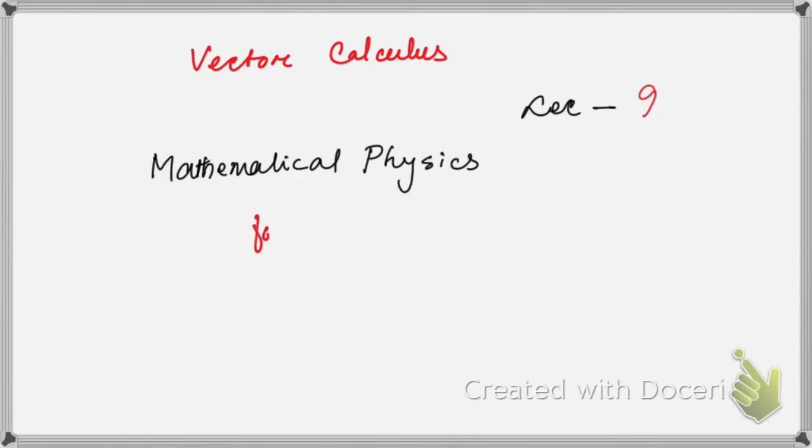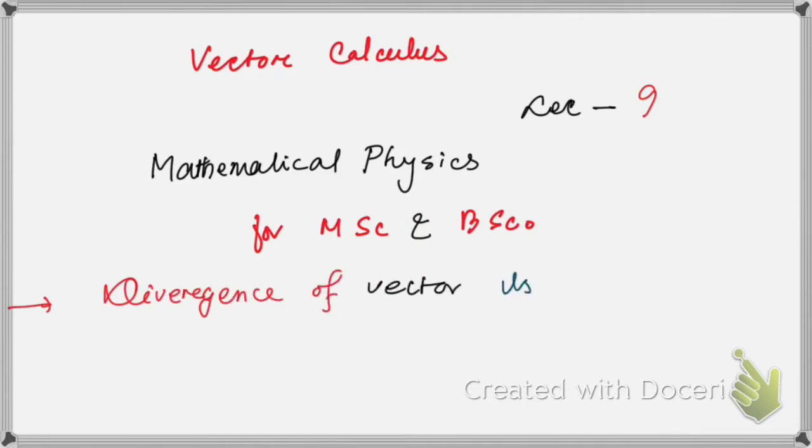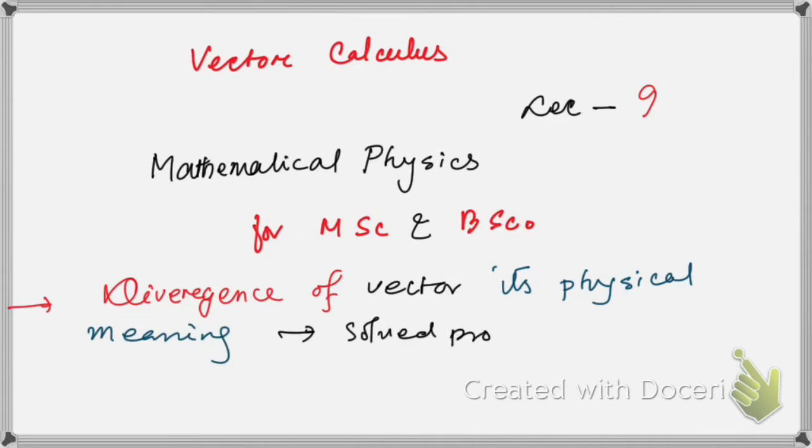Hello friends, this is another lecture of vector calculus, lecture number 9, mathematical physics, and this is especially for MSc and BSc students. Here we're going to learn divergence of a vector and its physical meaning, and we're going to solve some problems as well, right?